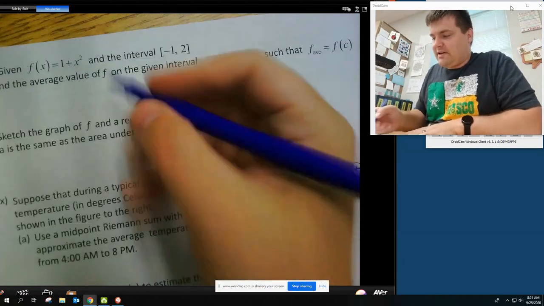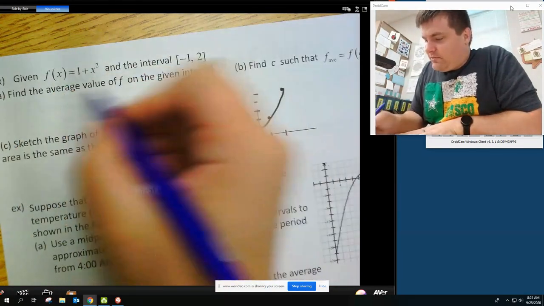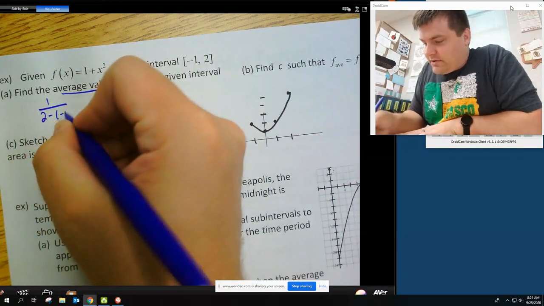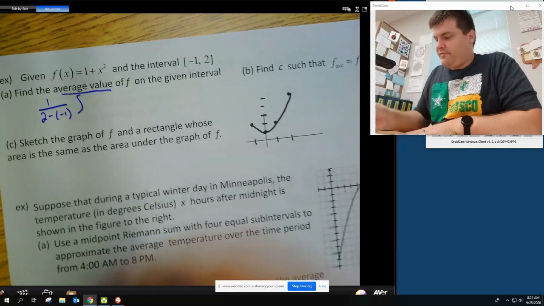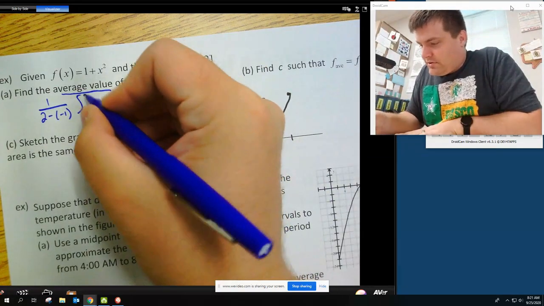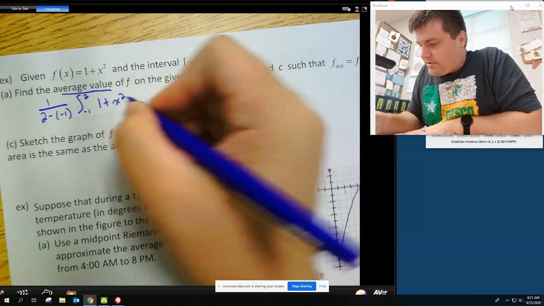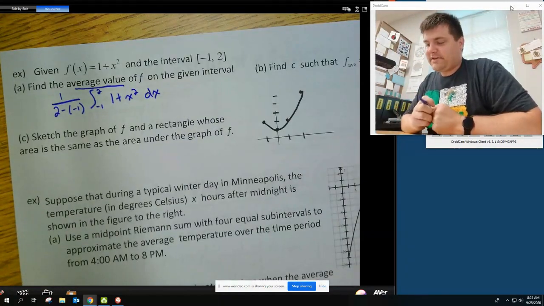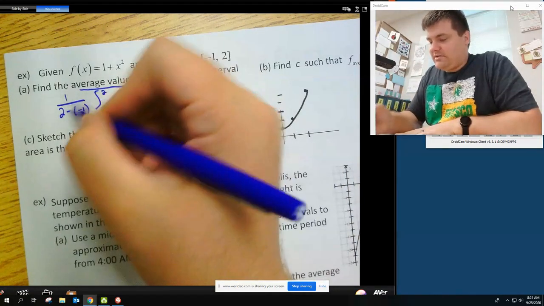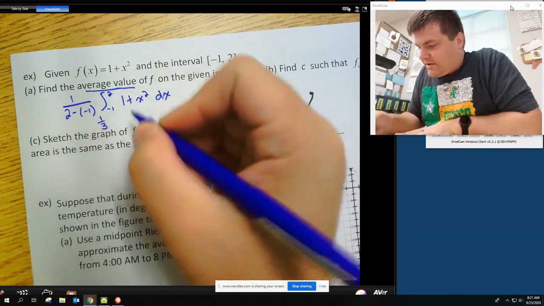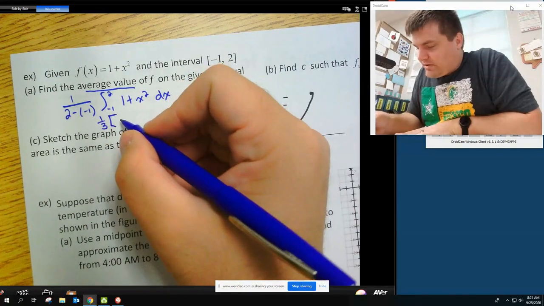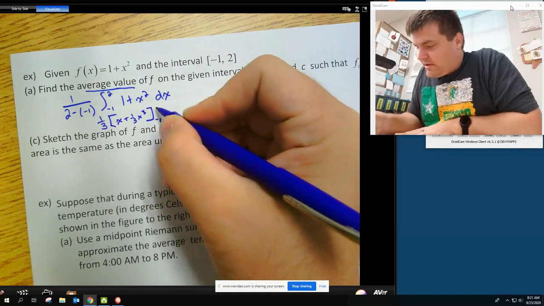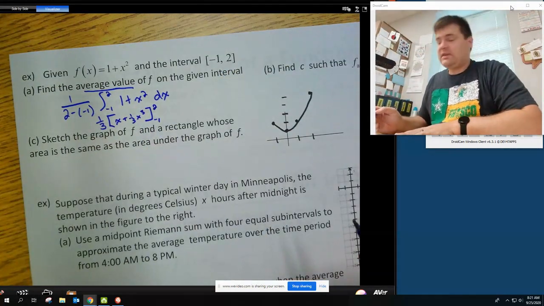So let's go ahead and set this up. The average value of the function is 1 over the endpoints, so 2 minus -1, times the integral from -1 to 2 of 1 plus x squared dx. And do not forget that dx. People like to forget it. Don't forget it. So it's going to give me a 1/3, and the antiderivative of 1 plus x squared is going to be x plus 1/3 x cubed, evaluated from -1, the bottom bound, to 2, the top bound.